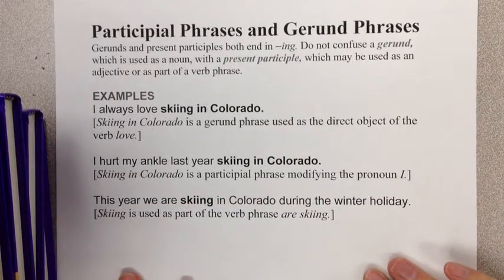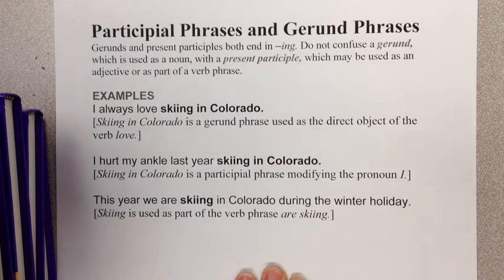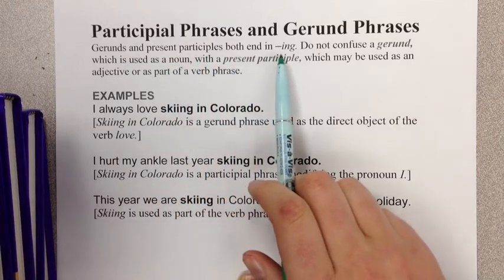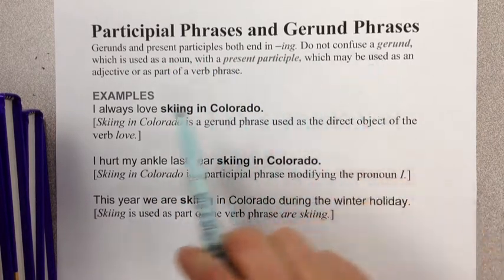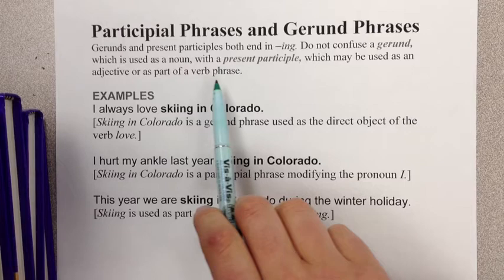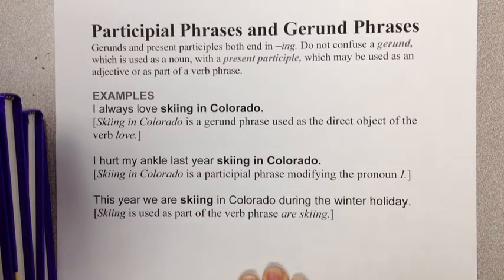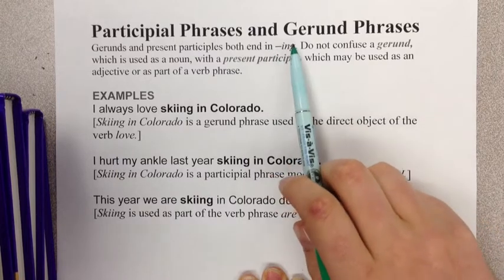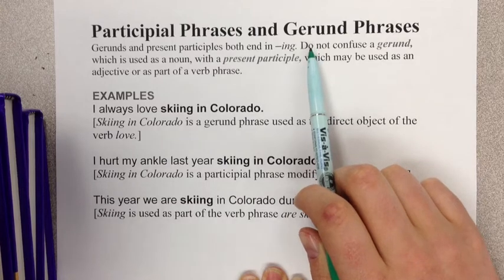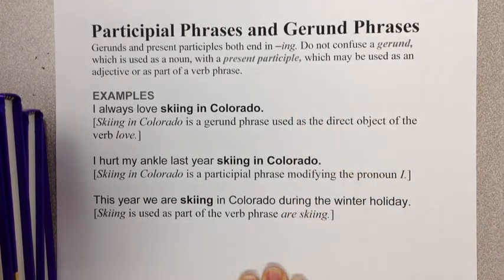So I've already hinted at this a little bit, and I've tried to help you use a technique that I like to distinguish between participial and gerund phrases. Let's take a look at this. Gerunds and present participles both end in ing. Do not confuse a gerund, which is used as a noun, with a present participle, which may be used as an adjective or as part of a verb phrase. So it's very tricky to distinguish between these two things because they both end in ing. Sometimes people will know that ing goes with gerund, and this person will confuse the two all the time. So let's try to avoid confusion.